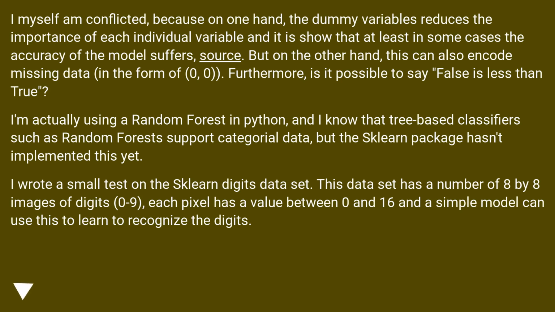I'm actually using a random forest in Python, and I know that tree-based classifiers such as random forests support categorical data, but the scikit-learn package hasn't implemented this yet. I wrote a small test on the scikit-learn digits dataset. This dataset has a number of 8 by 8 images of digits, 0 to 9. Each pixel has a value between 0 and 16, and a simple model can use this to learn to recognize the digits.